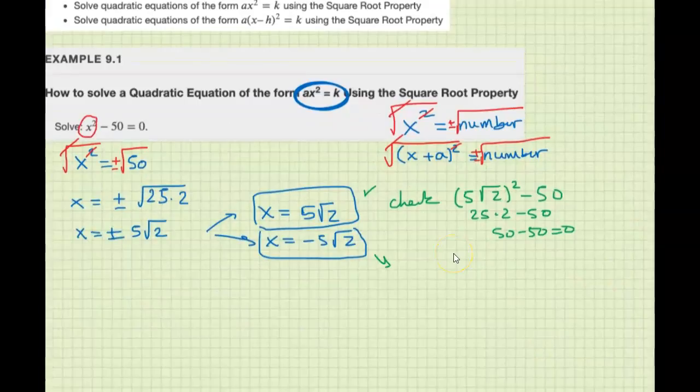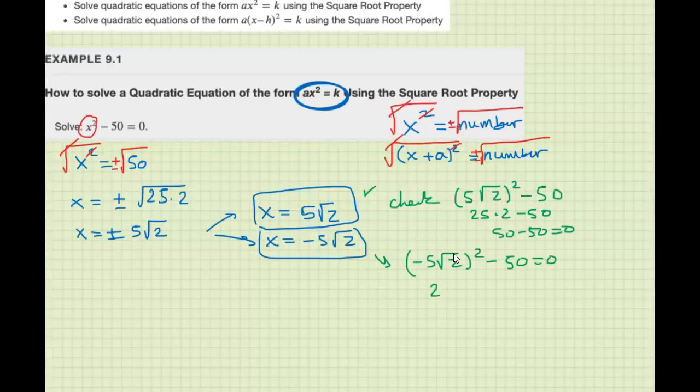If I do the negative solution, negative 5 square root of 2 squared minus 50, we get negative 5 squared is positive 25, square root of 2 squared is 2. We get 50 minus 50 again, which cancel out, so that works out also. All right, very nice.